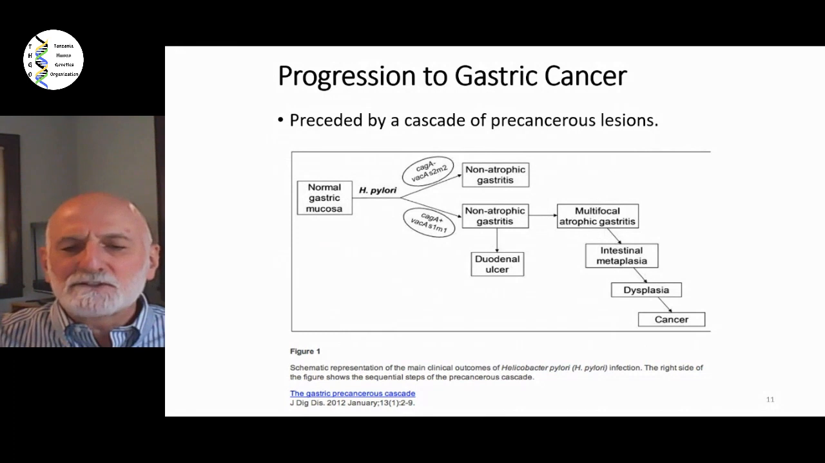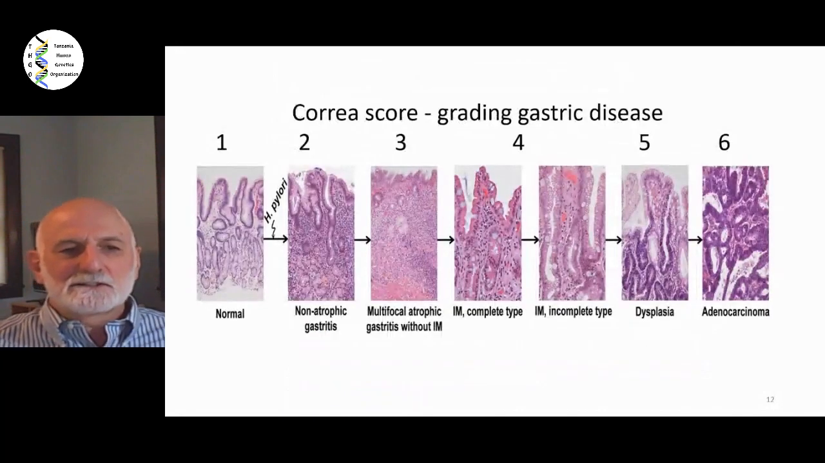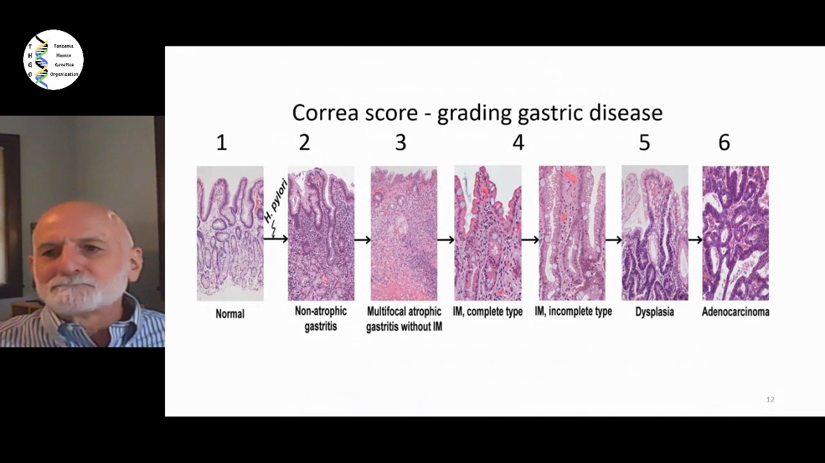If you do have these, you can go down this cascade of gastritis, multifocal atrophic, and then down this cascade to cancer, or you can switch off to duodenal ulcer. And if you look at the histology slides, number 1 is the normal, and you can go out to the adenocarcinoma, which is 6. And these are scored by pathologists, and we use this information for our analysis.